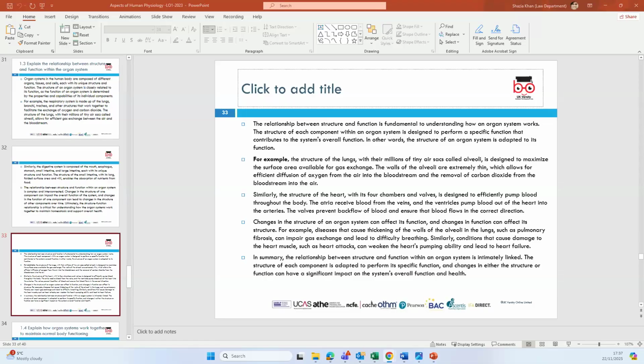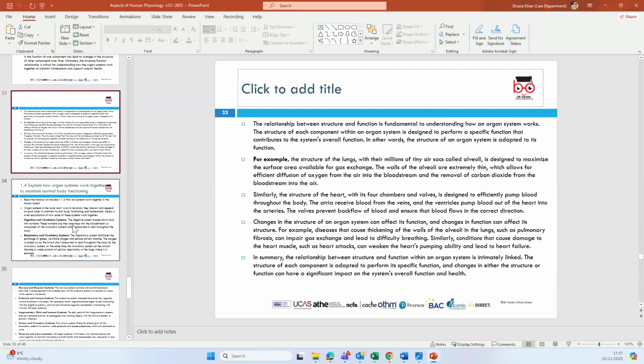And the whole point of the structure is how it allows it to perform a job, and how they work together. The relationship between the structure and function is linked together, and each structural component is adapted to perform a specific function. So they all perform different functions, but they have to work together to perform a bigger function.